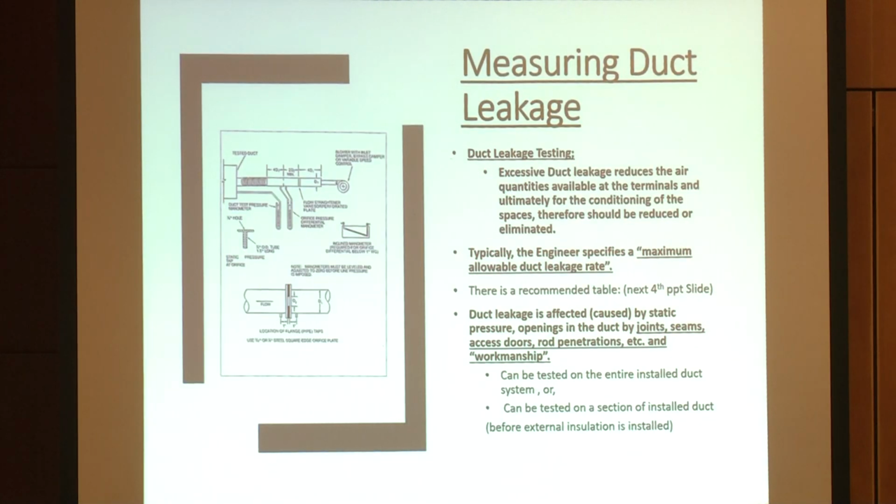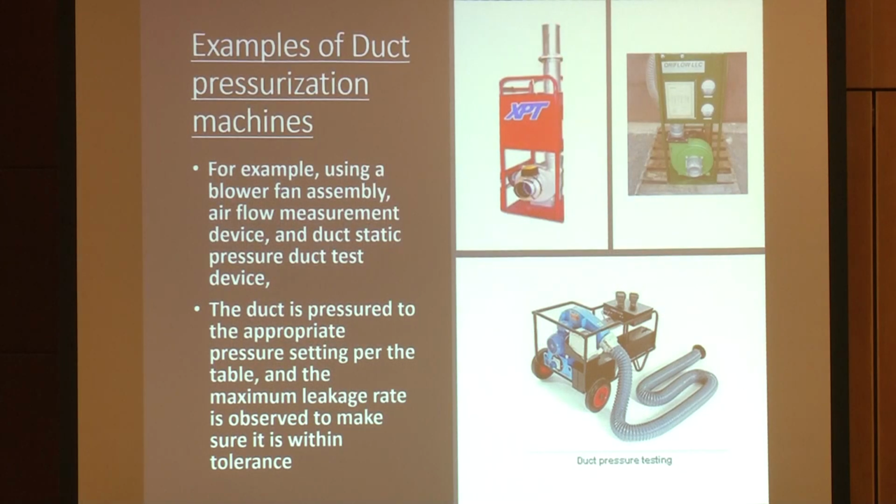But when you're measuring that duct leakage, you need to do it by some standard of care, right? So we do that. Now, these are some examples of duct pressurization machines. I mean, duct pressure testing is not rocket science. You're taking a length of duct and you're sealing it on both ends. You're putting this machine into it, you're blowing air into it, and you're measuring the leakage. It's as simple as that.